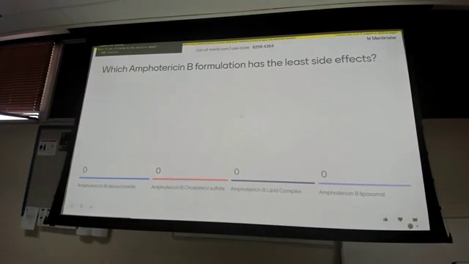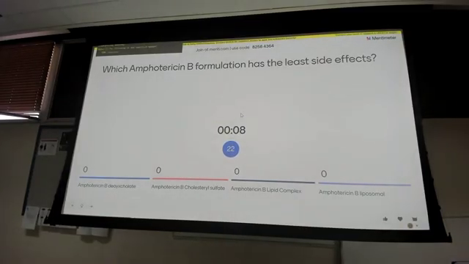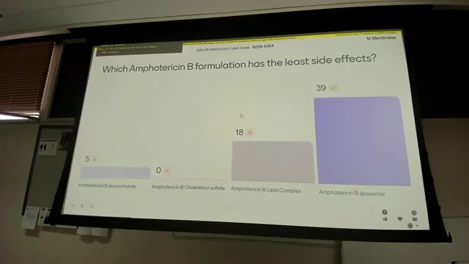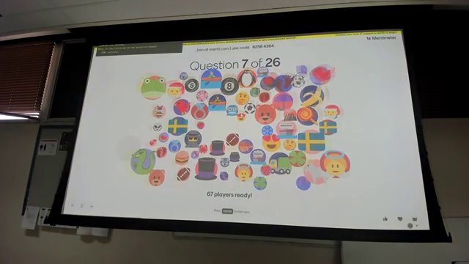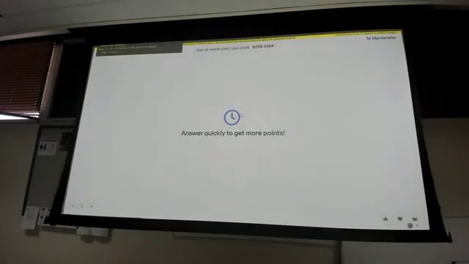Least side effects. Antifungal, sulfate, lipid complex, liposomal. So the lipid complex would be like in the middle of the conventional and liposomal with the reactions. And I think the next question should be about some side effects.